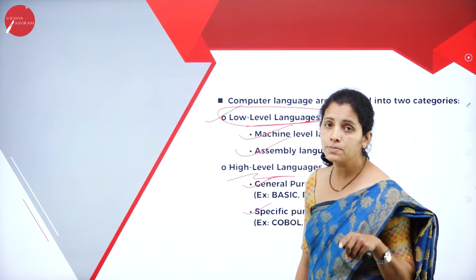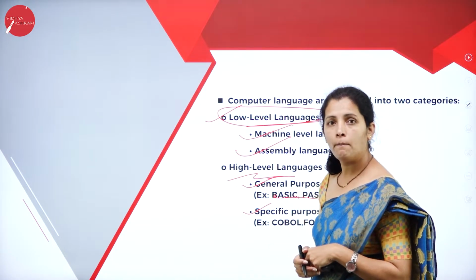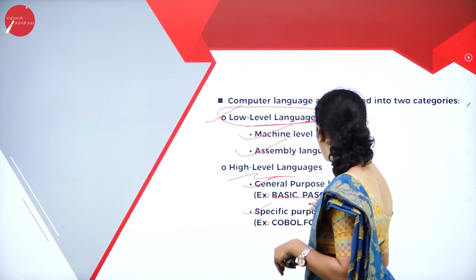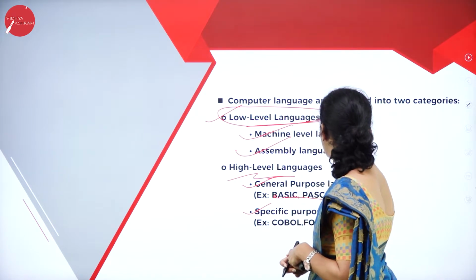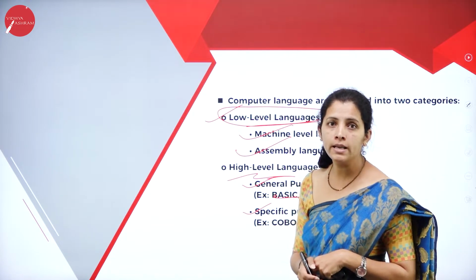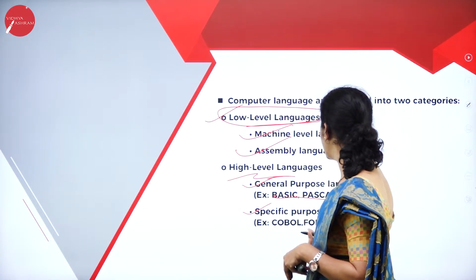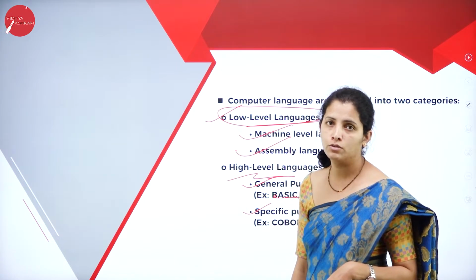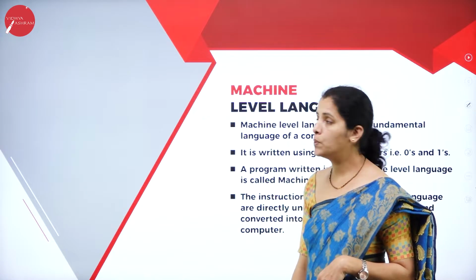Under general purpose programming languages, we have BASIC and Pascal. And if I consider specific purpose languages, then I have COBOL and Fortran. So what is COBOL here? Common Business Oriented Language, and Fortran is Formula Translator. So these are the types of computer language.